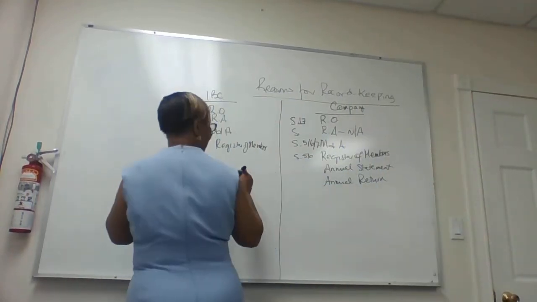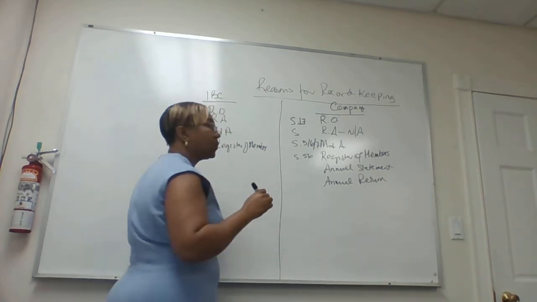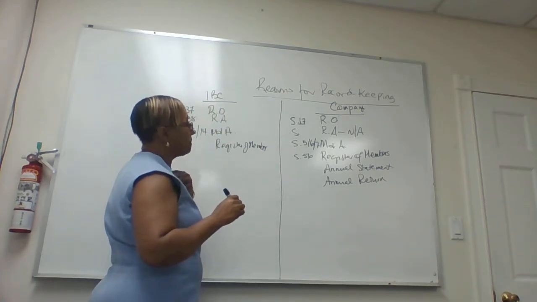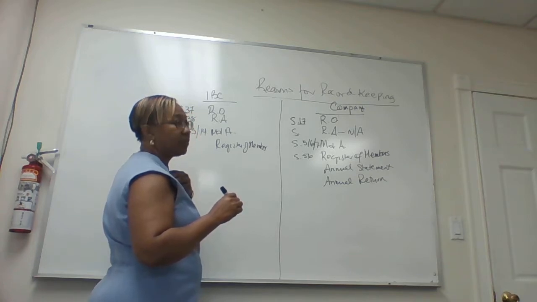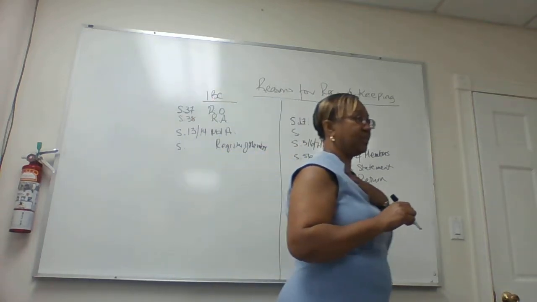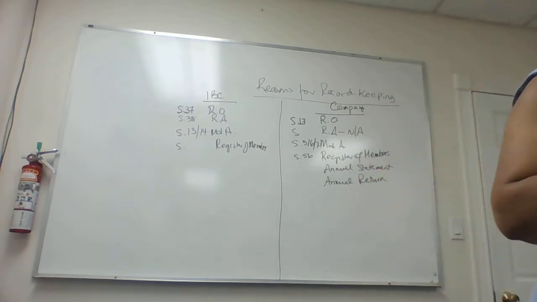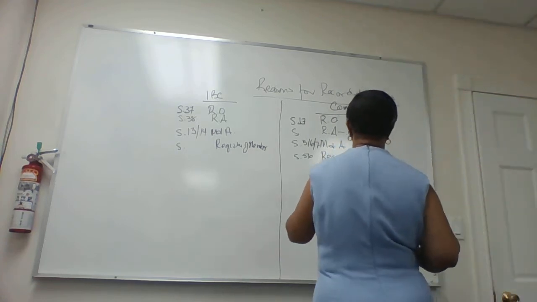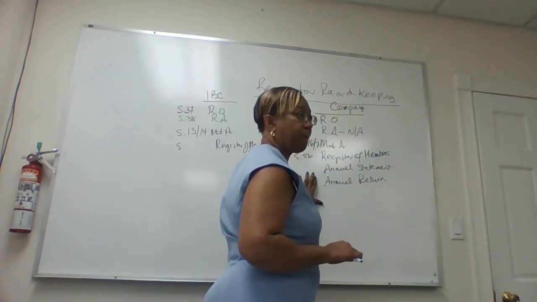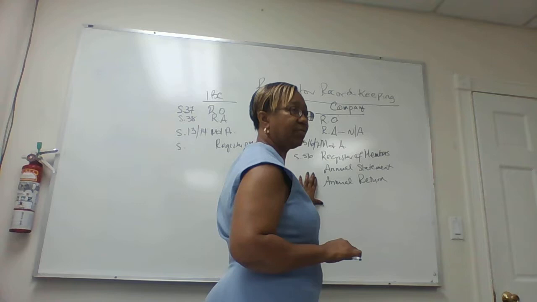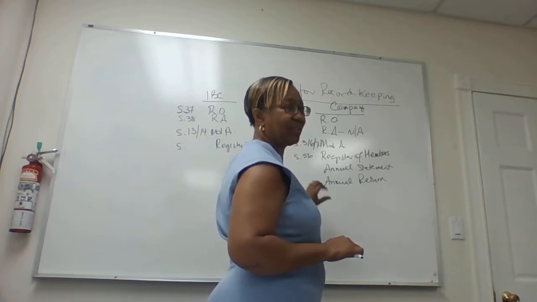So how come they don't need a registered office or a registered entity? Who? What does that mean? The company, sir? What's the purpose of a registered agent? IBC Act, what does it say? What's the purpose of a registered agent? So who keeps the records here? Well, the company records. The company itself. The company itself and its corporate secretary. Okay.